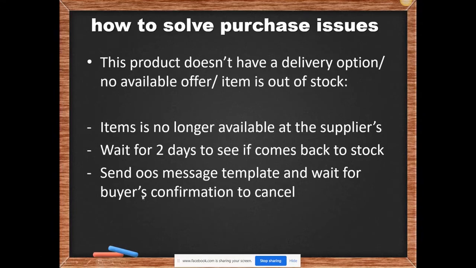So how do we ask permission? We send this out of stock template. It's a message saying thank you for purchasing a product. Unfortunately, while I was trying to pack your product and ship it, I discovered it's damaged and I can't ship it like that, and it's out of stock right now. So would you like me to cancel the order, or would you like me to keep it and wait to see if it comes back in stock? Something like that. 99% of buyers will tell you, thank you for letting me know, just cancel the order, and then you can go ahead and cancel it. So this is in purchase issues where the product is not available.